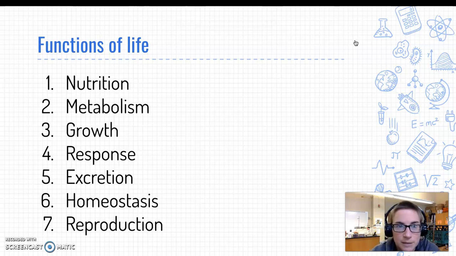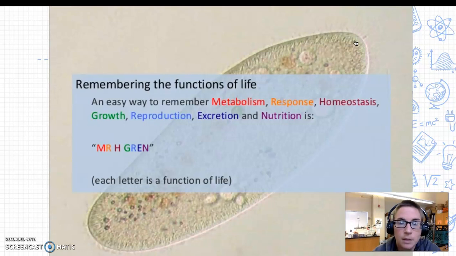The continuation of lesson 1. So these are the 7 functions of life. A way to remember these functions of life is with the mnemonic Mr. H. Grin. You can imagine that that's someone's name. If you want to make up a story or think about what kind of person Mr. H. Grin might be, maybe that'll help you remember too. But each of those letters obviously stands for one of the 7 functions of life.